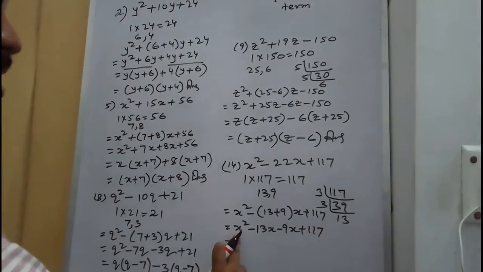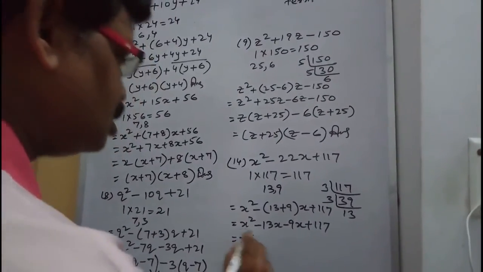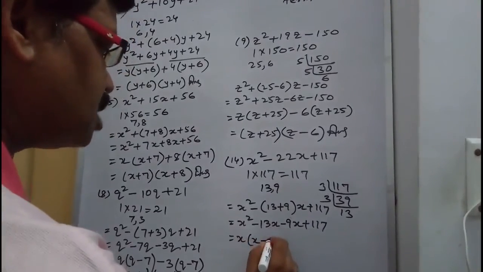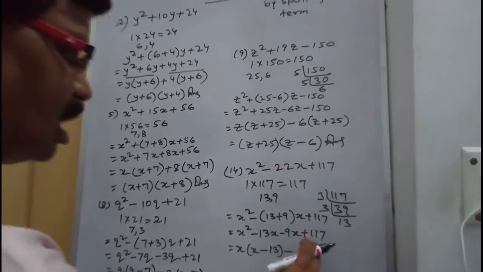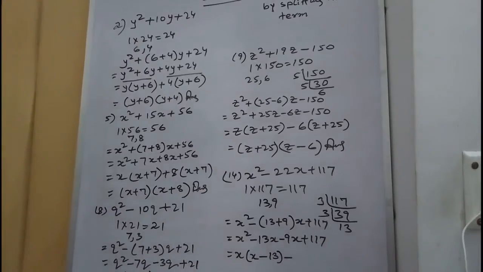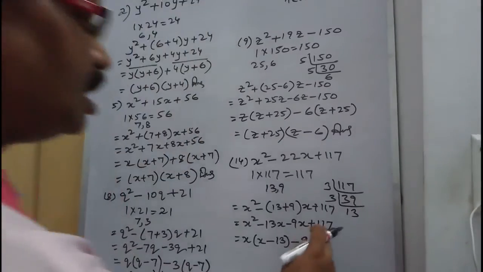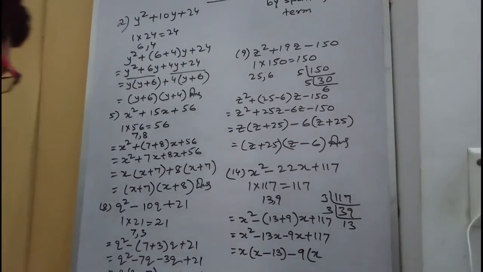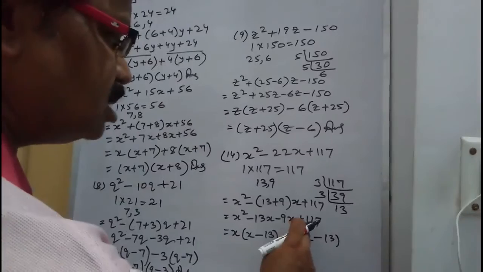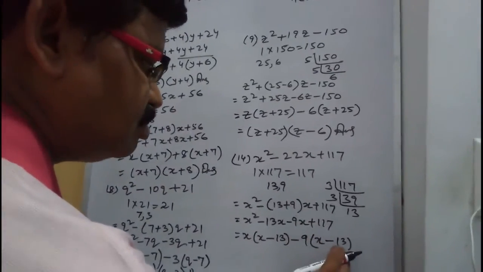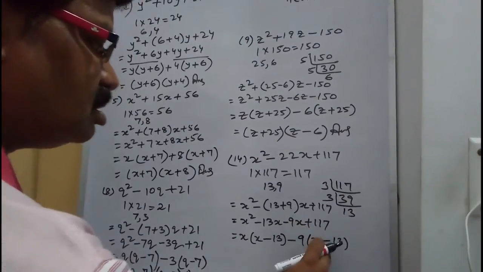Now the HCF of x square and 13x is x. From first, x is left. From second, only 13. Minus. Now the HCF of 117 and 9 is equal to 9. x, if you divide 117 by 9, then it is equal to 13. Minus 13. Here is plus, as you wrote within the bracket, before it minus, that's why here the opposite symbol is written.